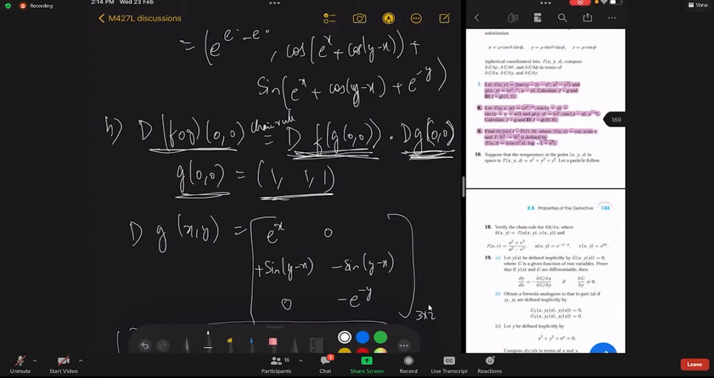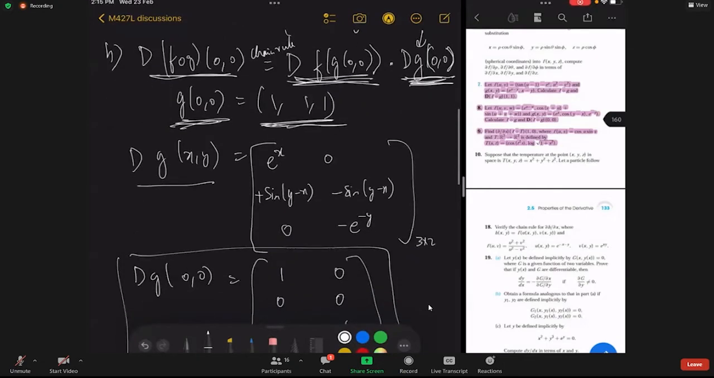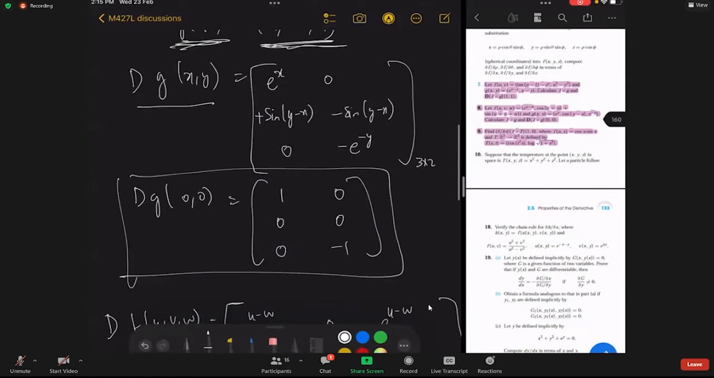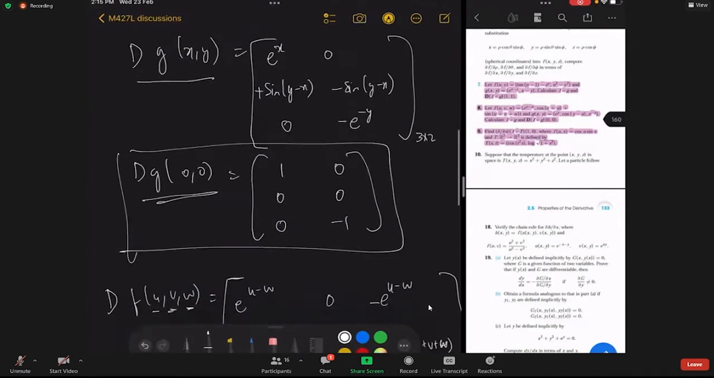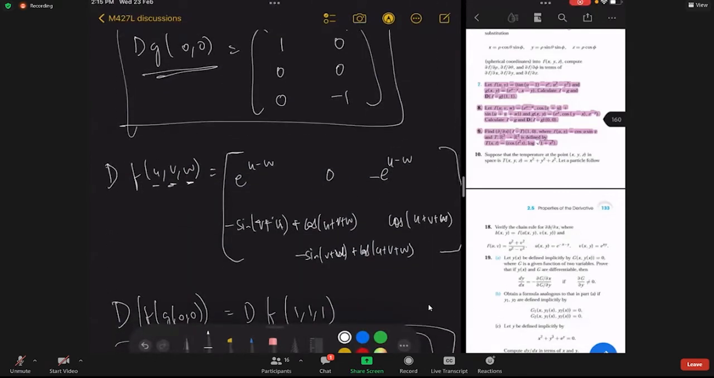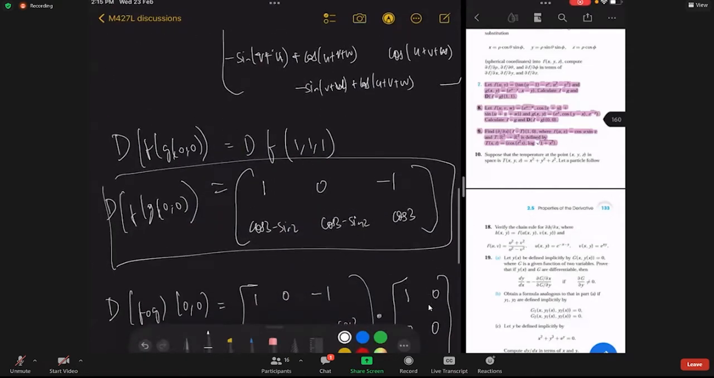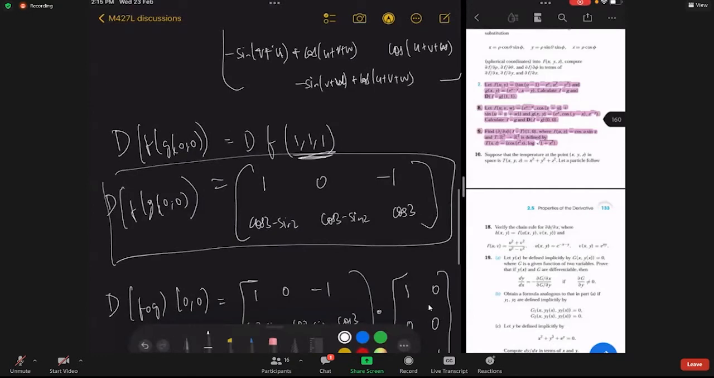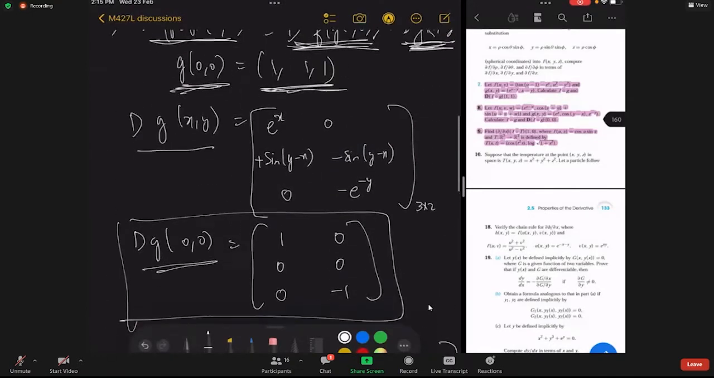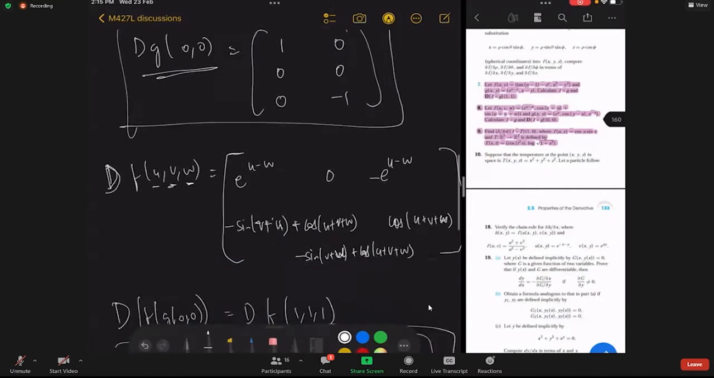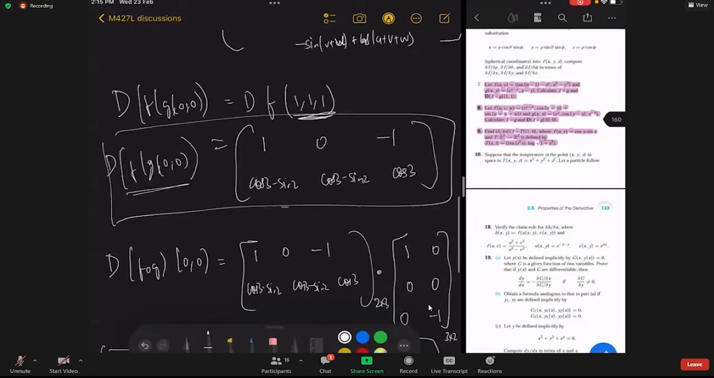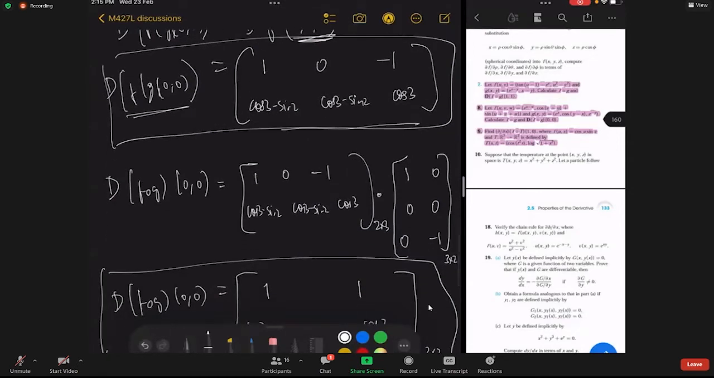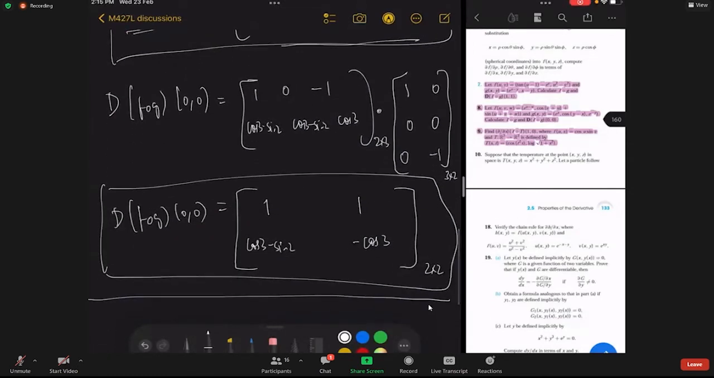So I first figure out my partial derivative of g. First I find the point, then I find the partial derivative matrix of g, and I substitute at the point 0, 0 to figure out that matrix. Then I find the partial derivative matrix of the f function at the new point, which is 1, 1, 1 as figured out from g of 0, 0. I figure out that matrix. Then I just do a matrix multiplication of both the matrices to get my final answer.